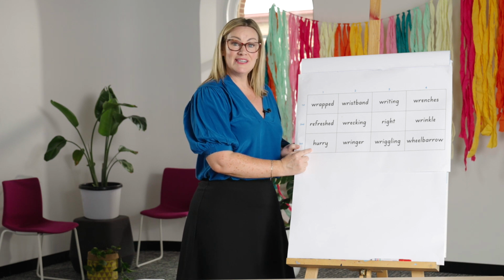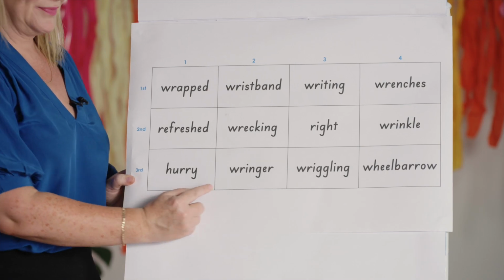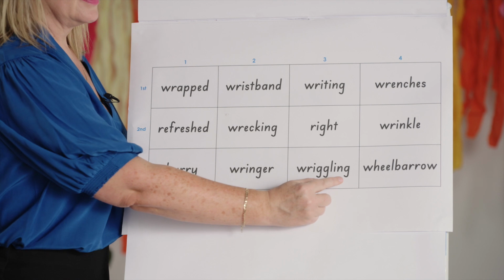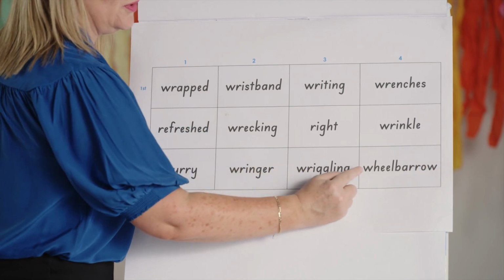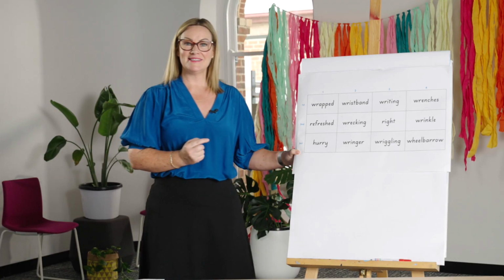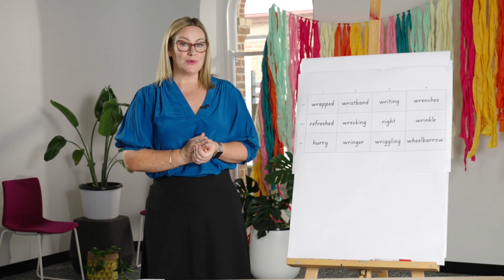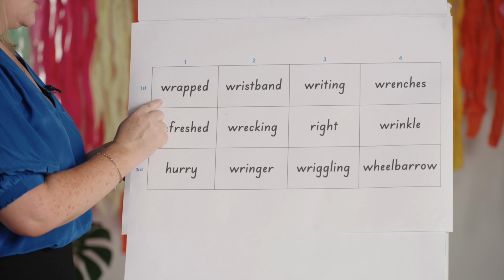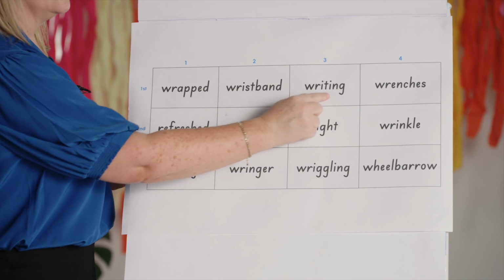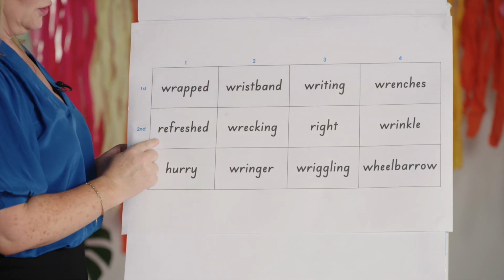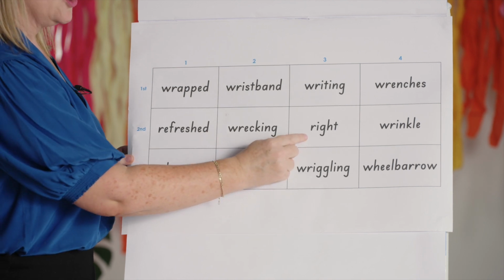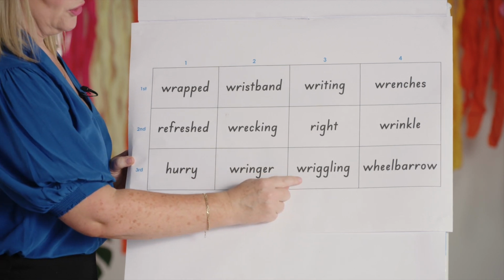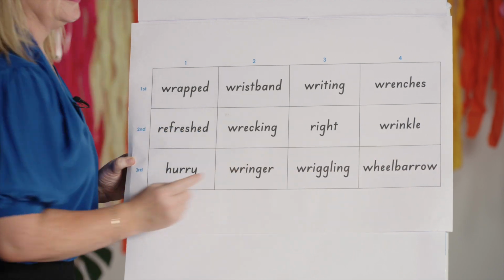Let's read this last row together. Hurry. Ringer. Wriggling. Wheelbarrow. Wheelbarrow. Excellent. I will read through these words. You listen and follow along and read with me this time. All three rows. Wrapped, wristband, writing, wrenches, refreshed, wrecking, right, wrinkle, hurry, ringer, wriggling, wheelbarrow.